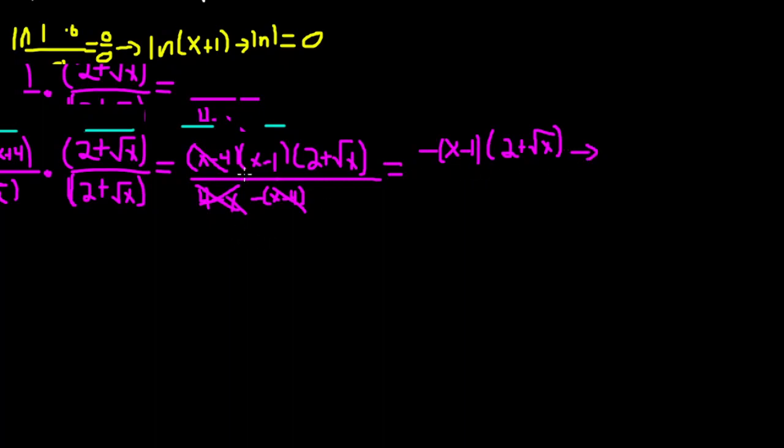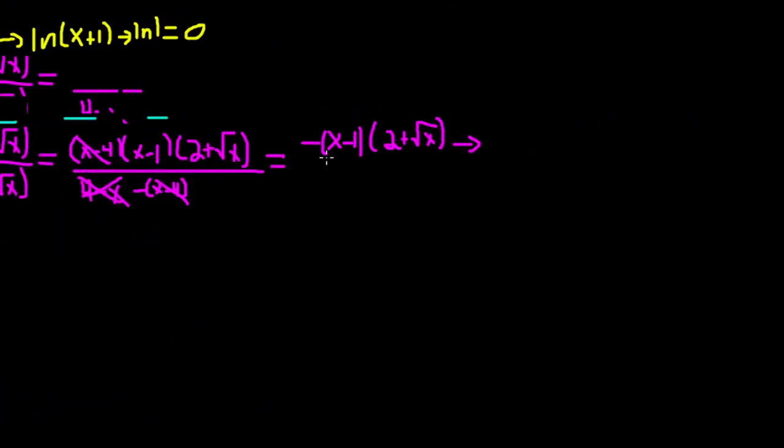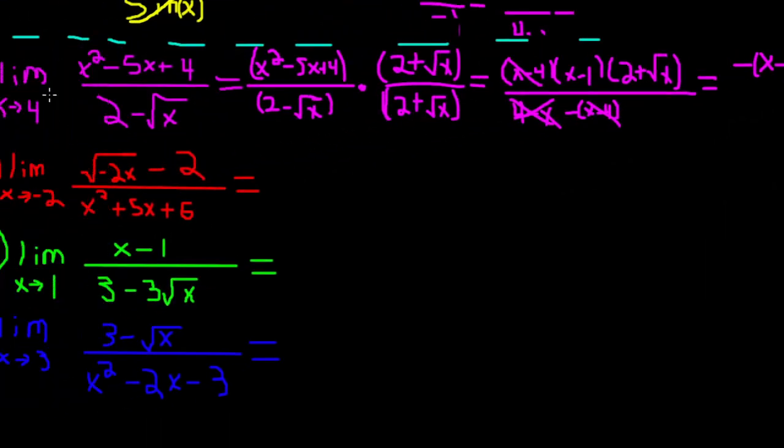And now that we have our function, let's try plugging in x equals 4 again. So we're going to get negative, then 4 minus 1 is 3, and then 2 plus square root of 4, which is 2, is 4, and we get negative 12. All right, next problem.